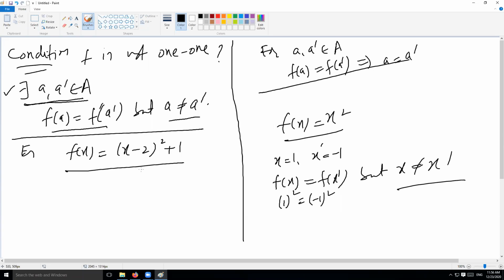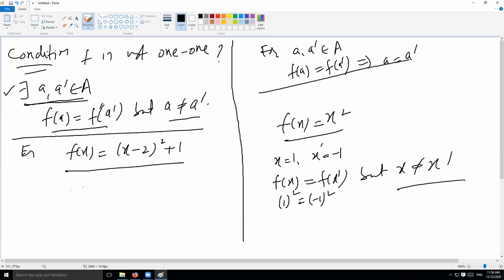So on the same lines, can you tell me whether this function is 1, 1 or not? If it is not 1, 1, when is this function 1, 1? Or when is it not 1, 1? So it's the same thing. You just have to think a little bit more carefully.